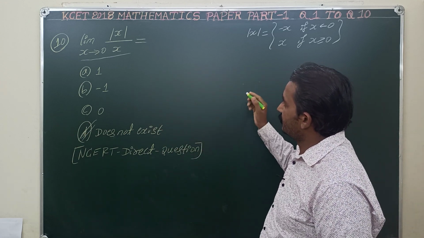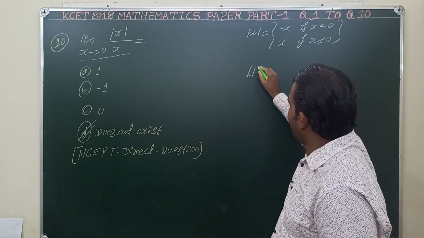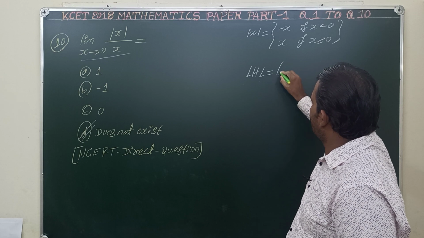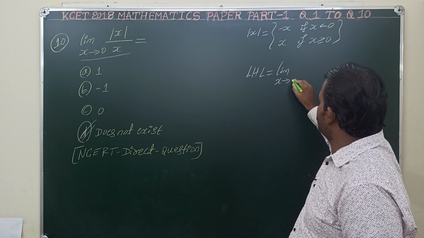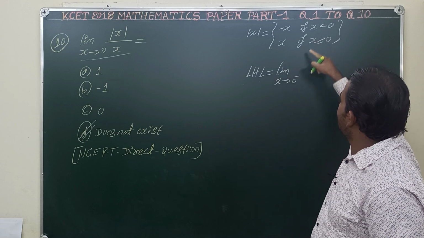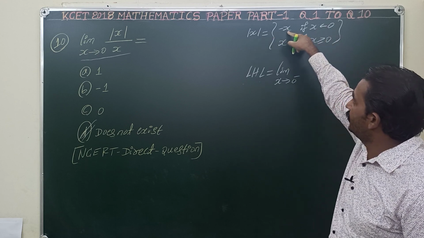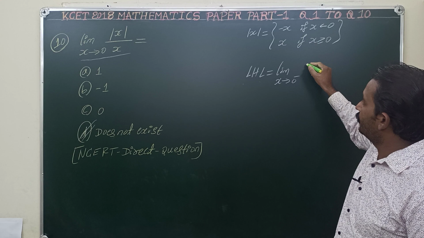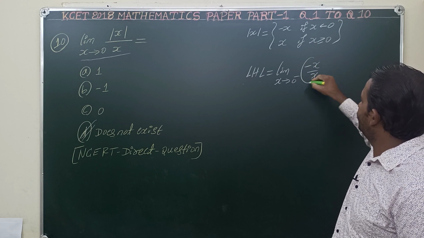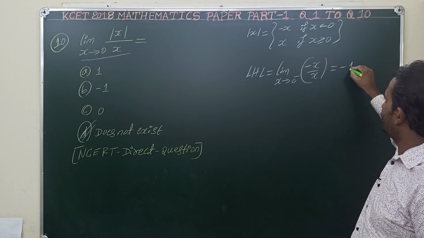So we can solve this question. First LHL. So what does LHL mean? Limit x tends to 0 minus. 0 minus means the x value is less than 0. Modulus x becomes minus x. So minus x divided by x, the limit is equal to minus 1.